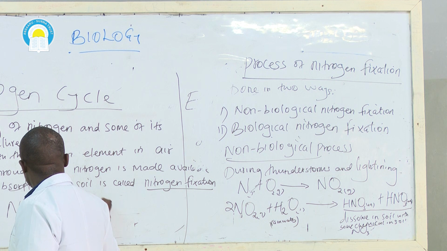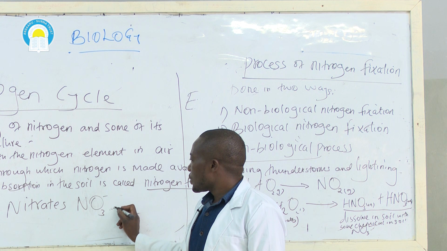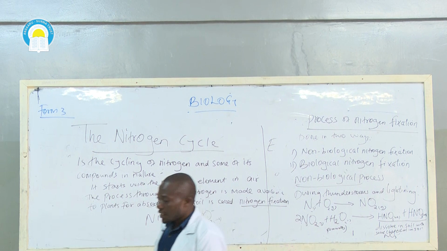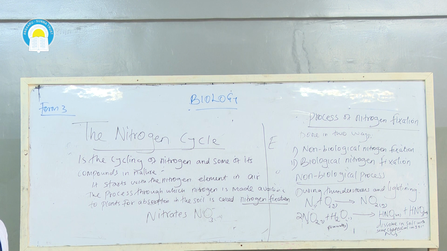When they form the nitrates, remember these are ions or radicals, they are the ones which are going to be absorbed by the plant roots, and they're going to be used in the synthesis of proteins. And animals will obtain proteins directly by feeding on plants, or indirectly by feeding on other animals which had already fed on those plants, because plants are the primary producer.